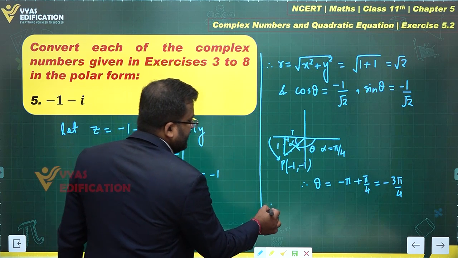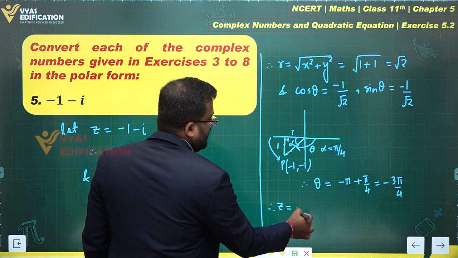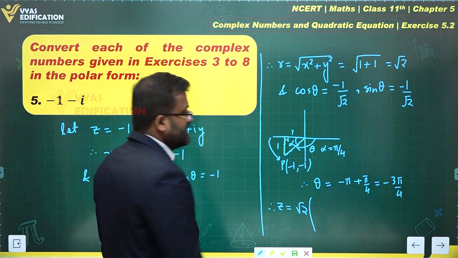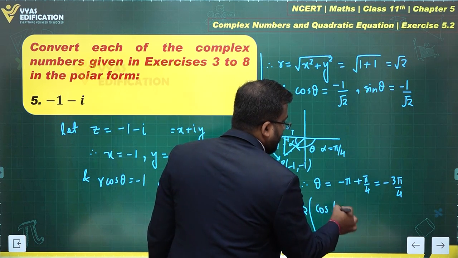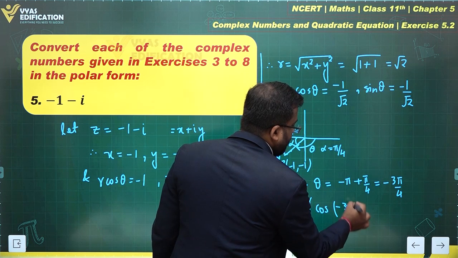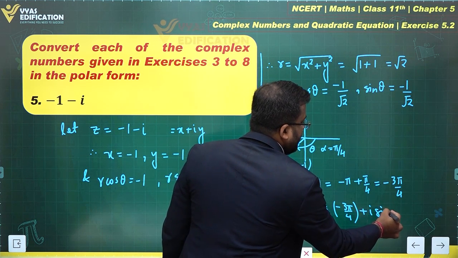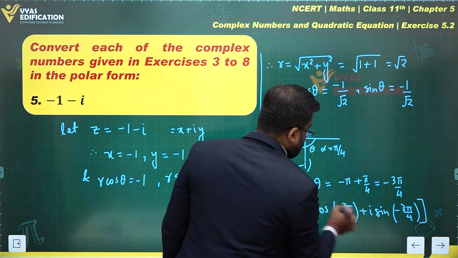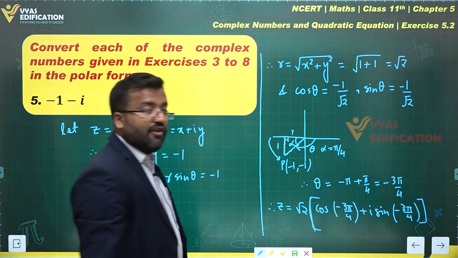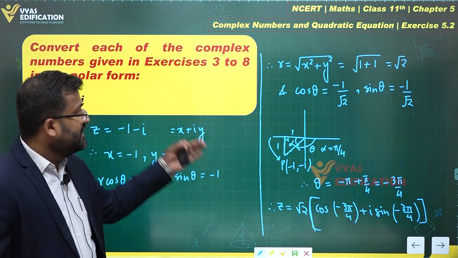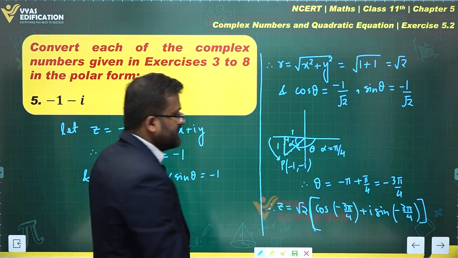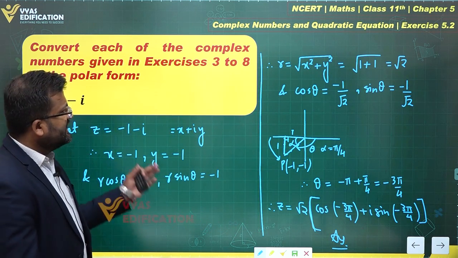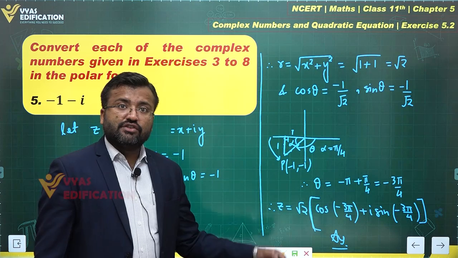Therefore, Z equals root 2 times cos theta plus i sin theta. This is cos minus 3 pi by 4 plus i sin minus 3 pi by 4. This is the polar representation, the polar form of the given complex number, and yes, that gives me the final answer for this question. That is it. Yes, that is it for this question.